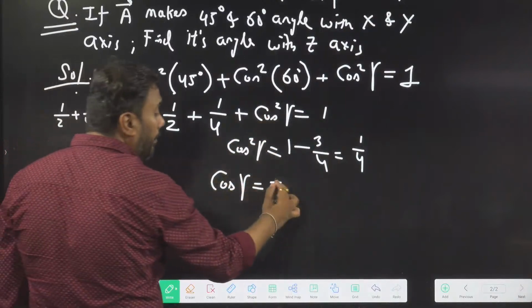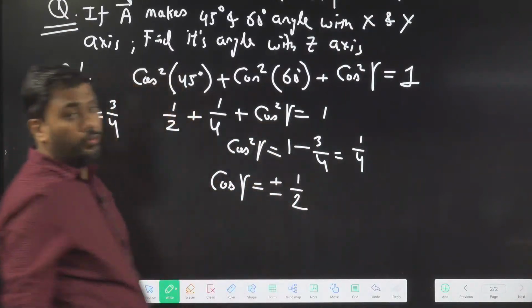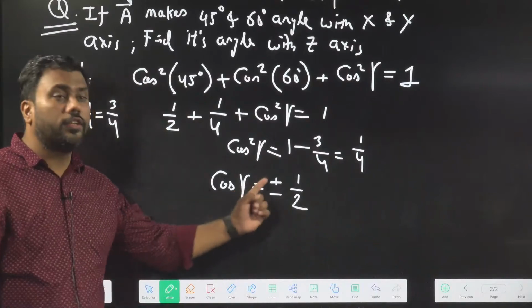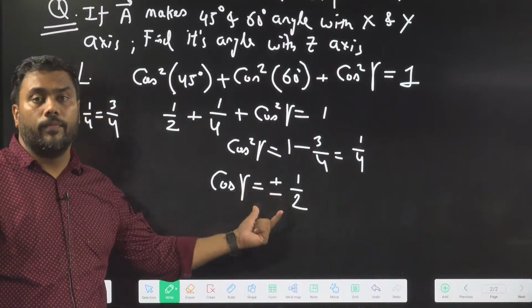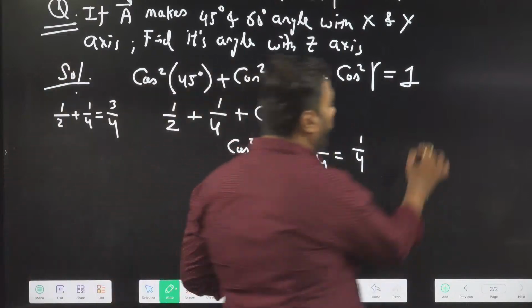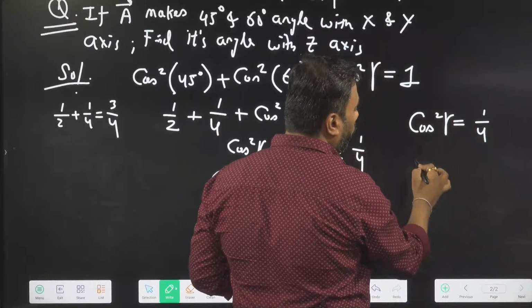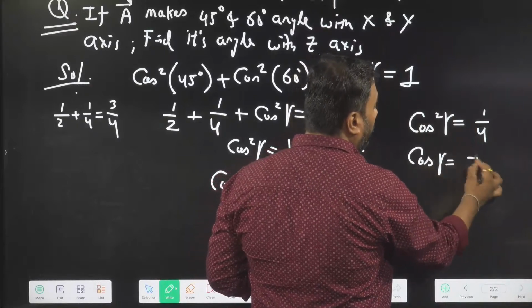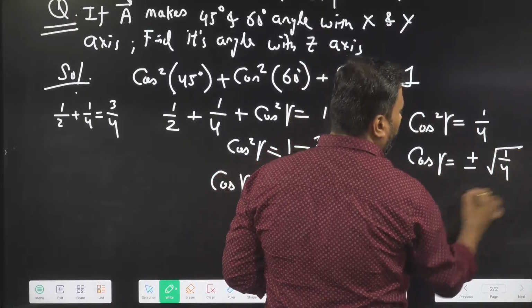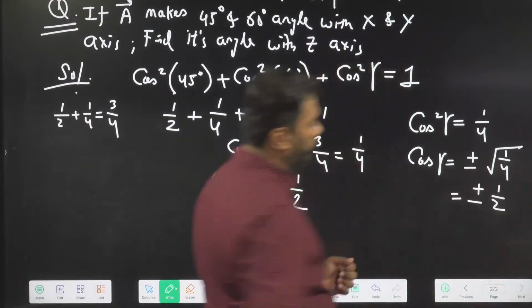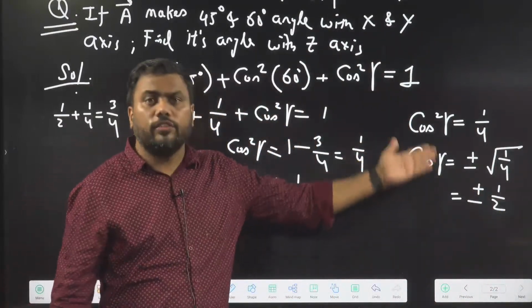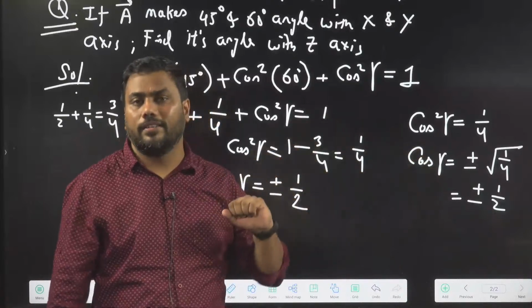So cos gamma may be plus minus 1 by 2. Here students usually commit a mistake. Cos square gamma is 1 by 4. If you take the root, then cos gamma may be plus minus root of 1 by 4, that is 1 by 2. Students usually forget about this plus or minus sign.